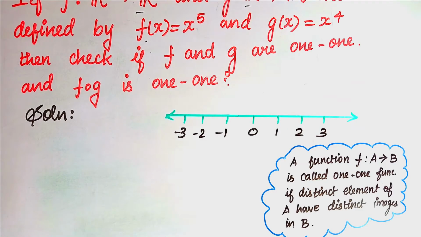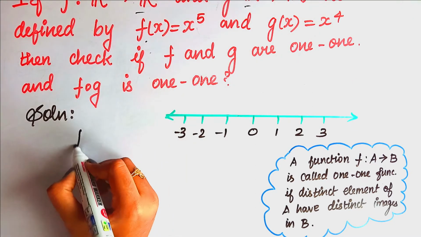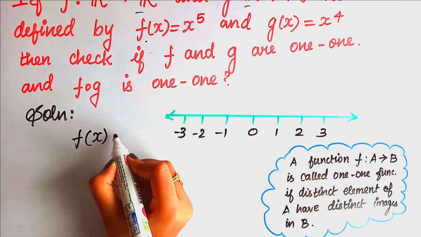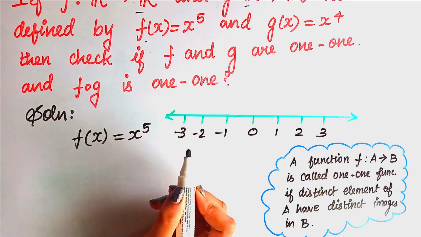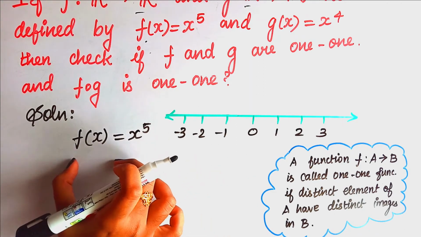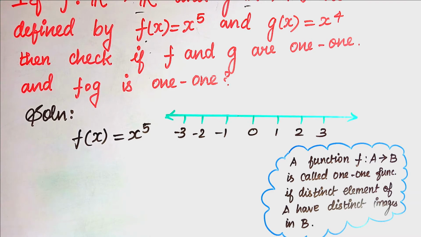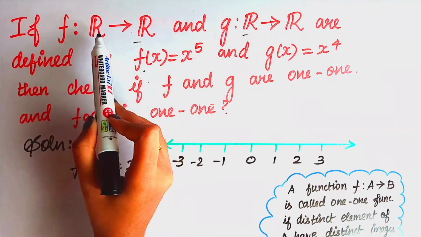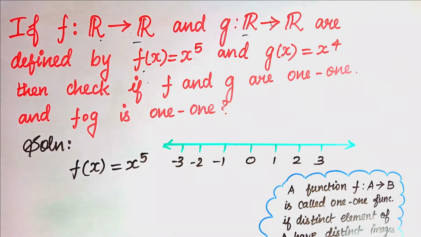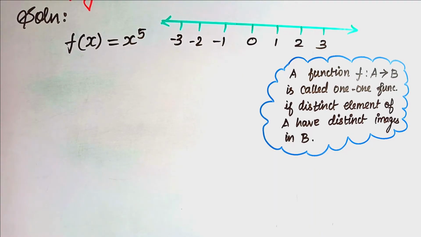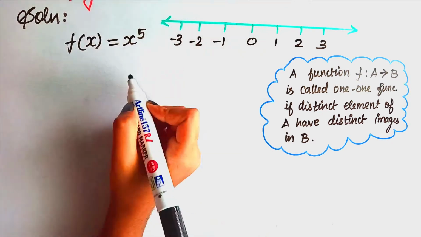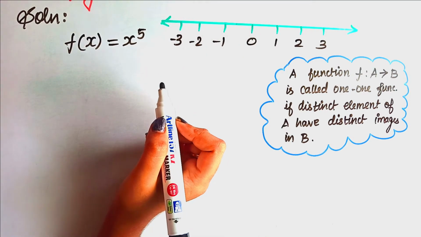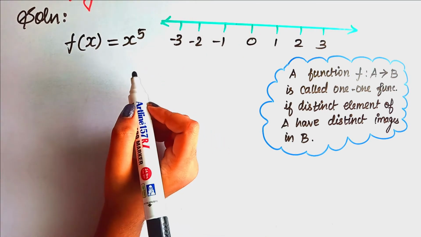Now let's start from the function f of x. First they have given us f of x is equal to x power 5. Now let's check whether the function f is 1 to 1 or not. Okay, in the question they have already given that the function f is on real numbers, right? So let's start substituting real numbers here and find our domain and codomain so that we can verify whether this function is 1 to 1 or not.